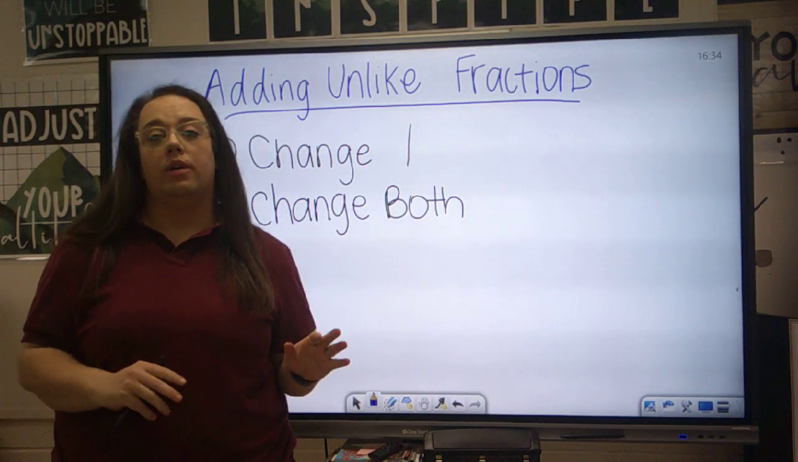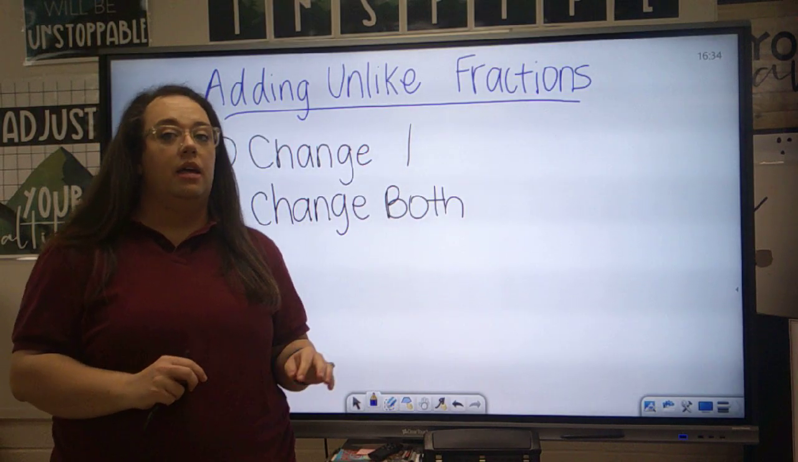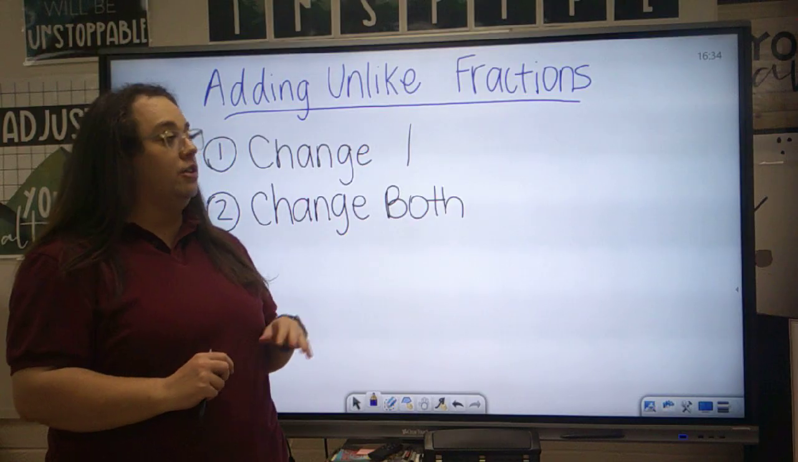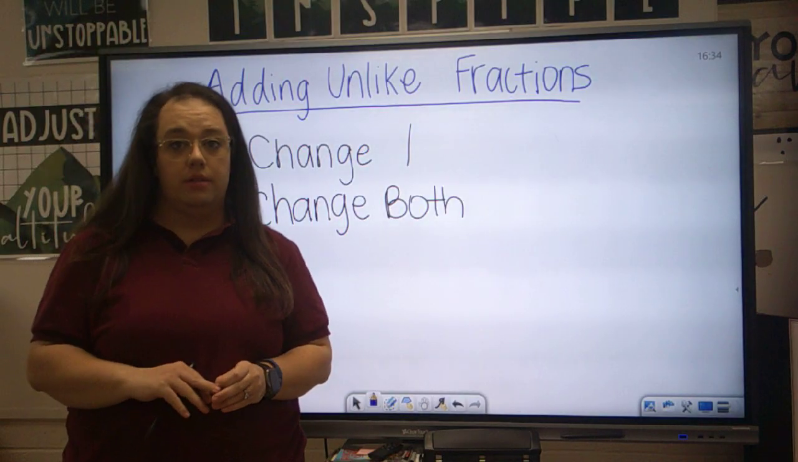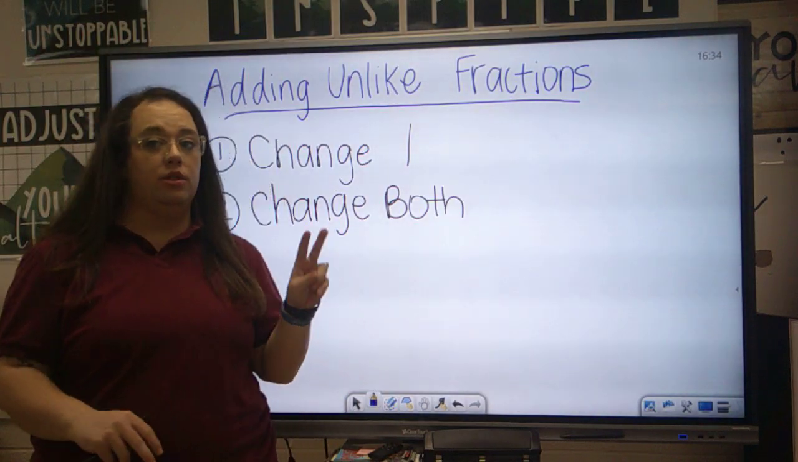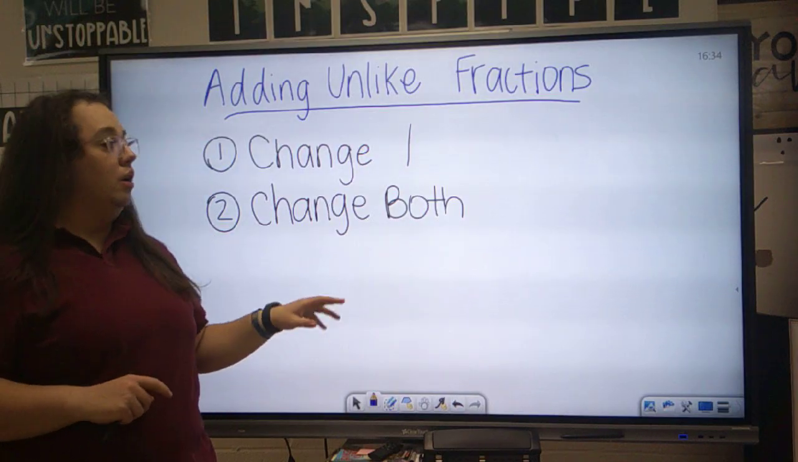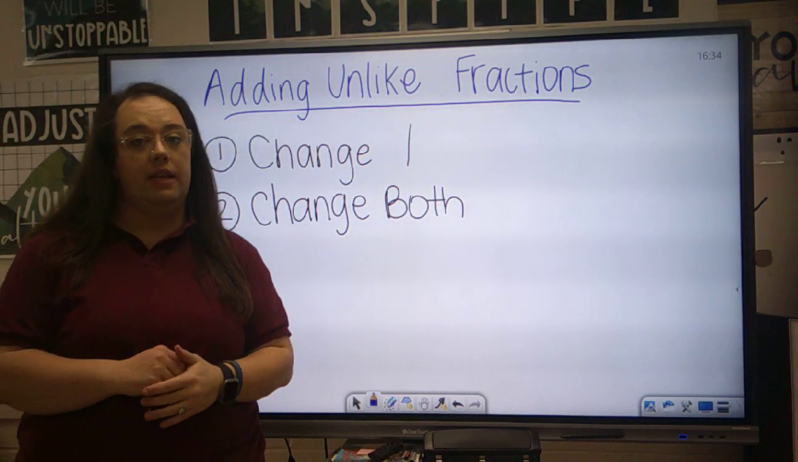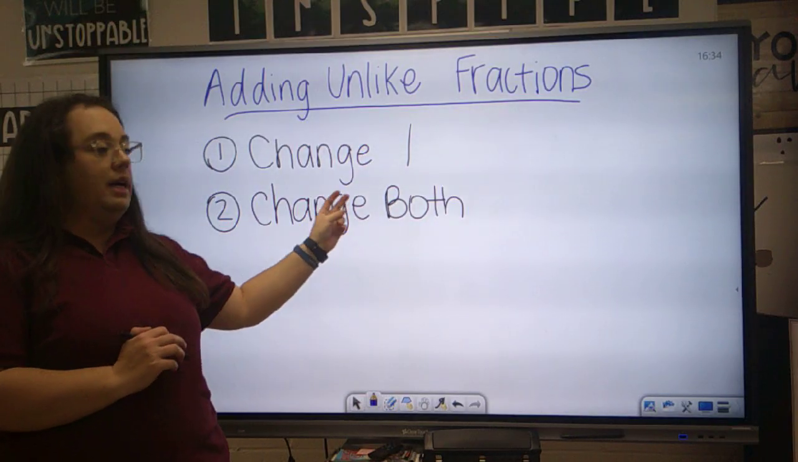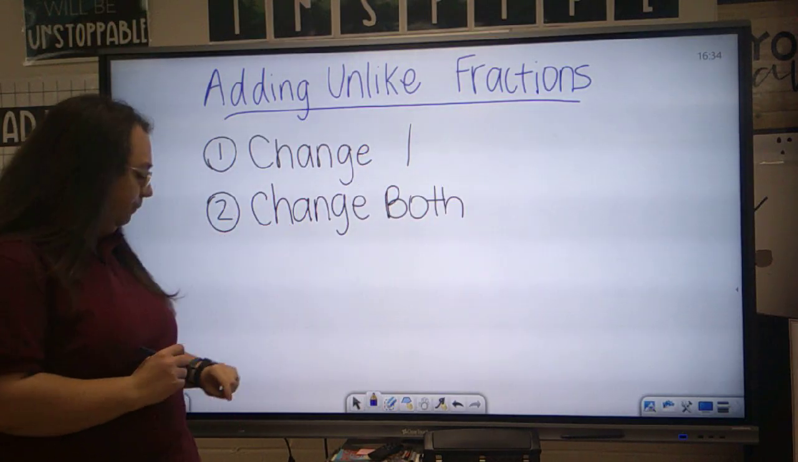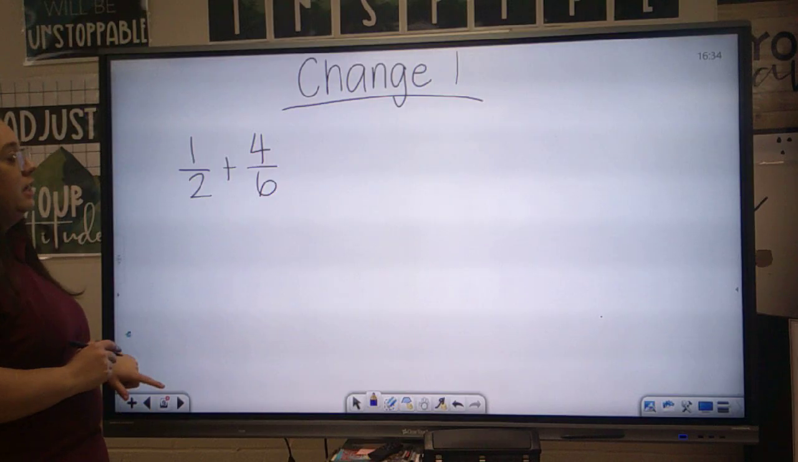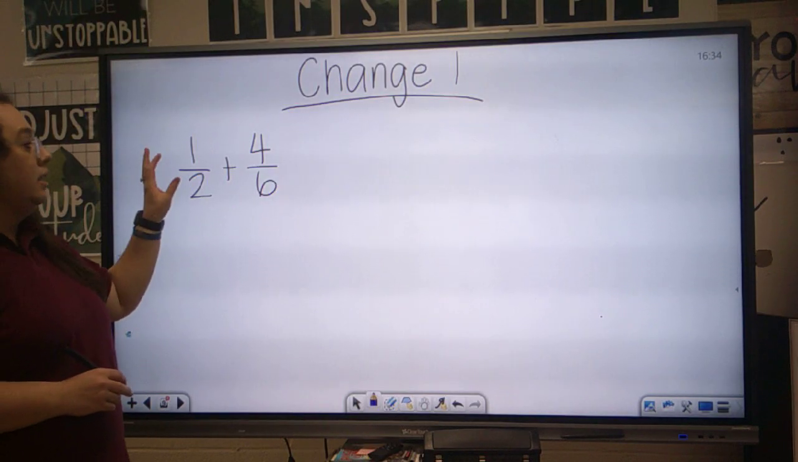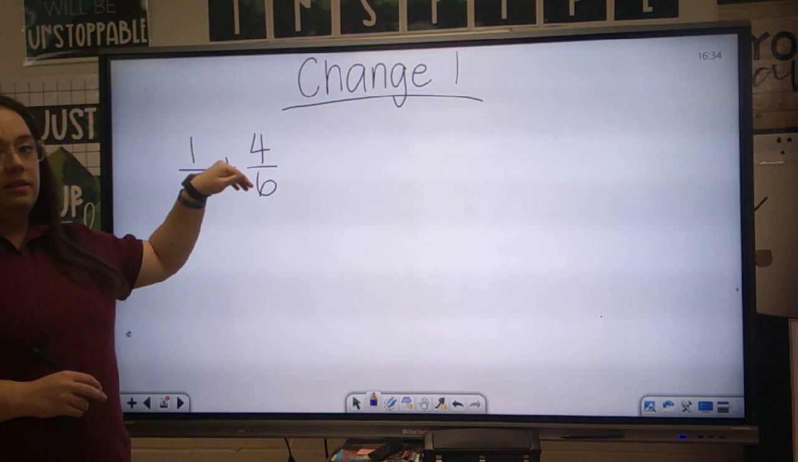In this video, we're going to look at the idea of adding and subtracting fractions with unlike denominators. So for this skill, we have two strategies that we're going to look at today. One strategy where you can change one of the fractions in the equation, and the other strategy how you can change both. So for our first strategy, we have 1/2 plus 4/6.